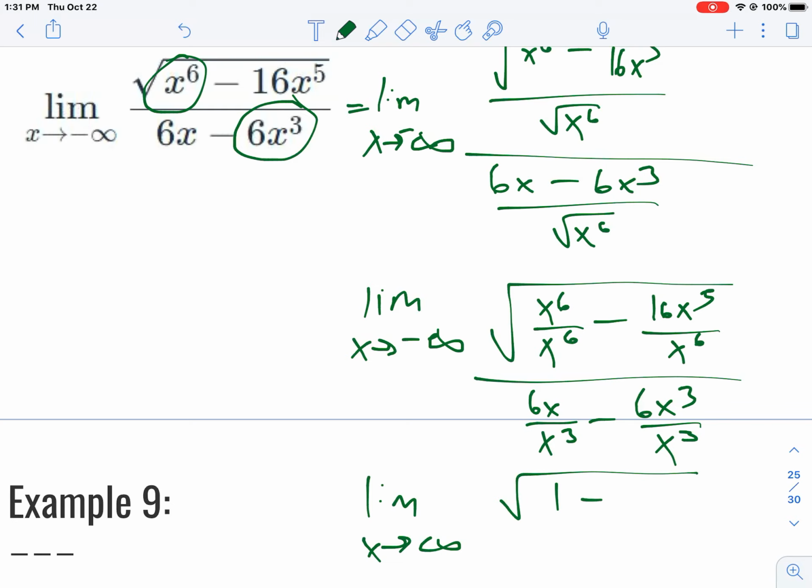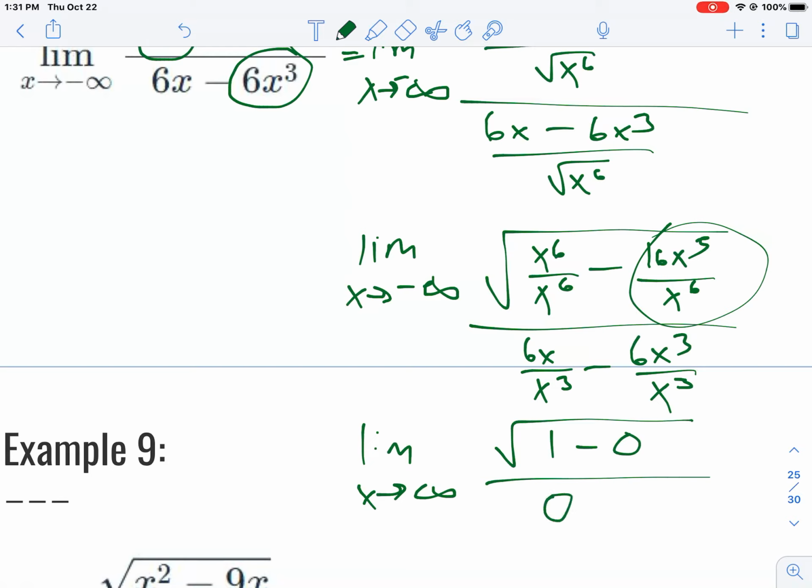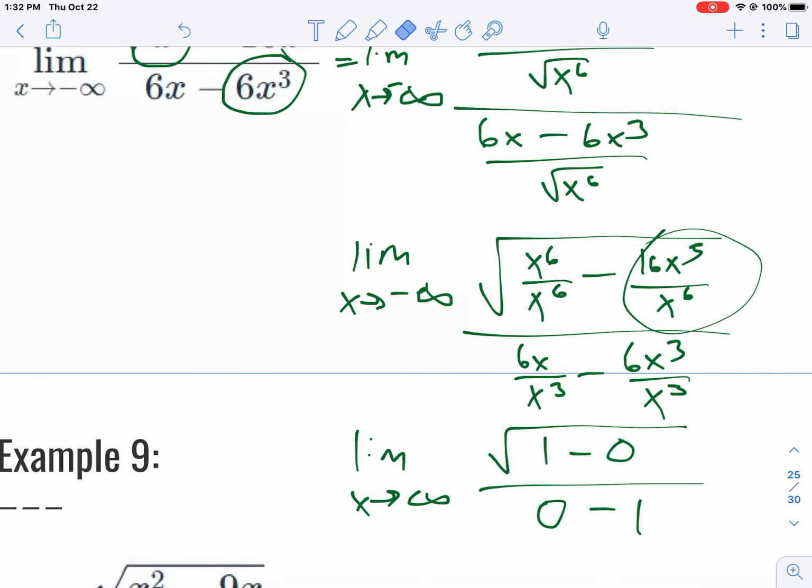So on the top, I get the square root of 1 minus 0, okay? Because this guy is going to go to 0, right? Because the power of the numerator is less than the denominator. And down the bottom, I'm going to get 0 minus 1. Okay? I'm sorry, 0 minus 6. Haha, forgot about the 6 there. And this gives me negative 1/6. Okay? Square root of 1 is 1. 0 minus 6 is negative 6. So I get negative 1 over 6.